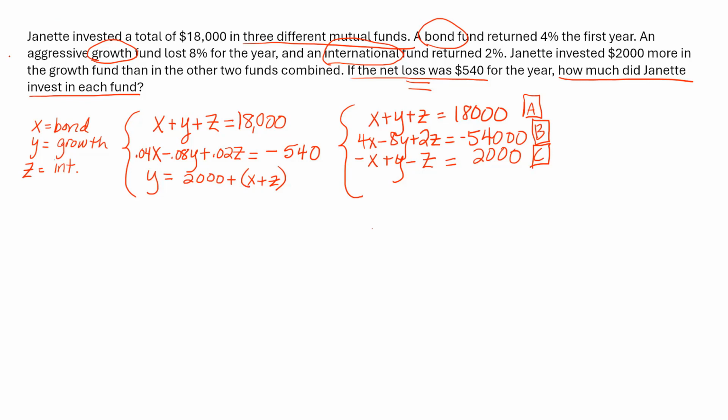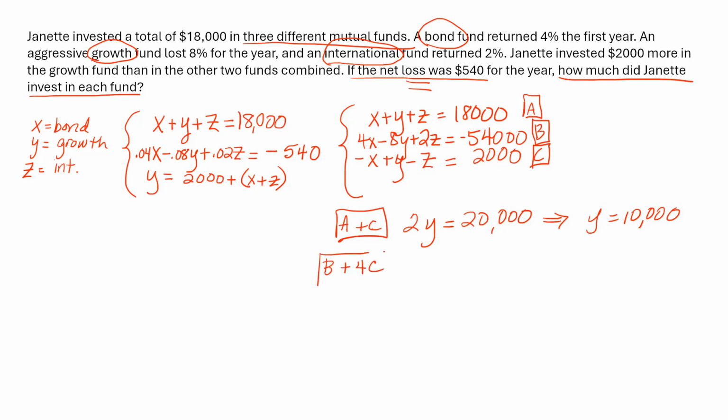First of all, equations A and C, if you add those together, equation A plus equation C, the x's and the z's are going to cancel, and you're going to end up with 2y equals 20,000, which means that y is 10,000. So I'm going to take two other equations, like B and C, and add them together and eliminate the x's again. So I'm going to do B plus 4 times equation C. So instead of doing all that out, I'm just showing you what I'm doing.